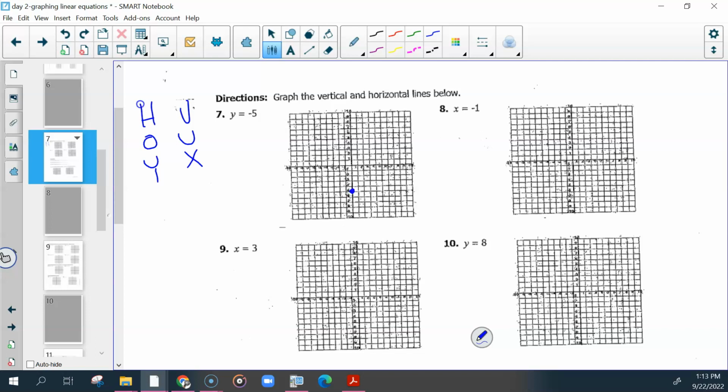Okay. Plot a point at that point and draw a horizontal line through it. Horizontal, left and right. And that is it.